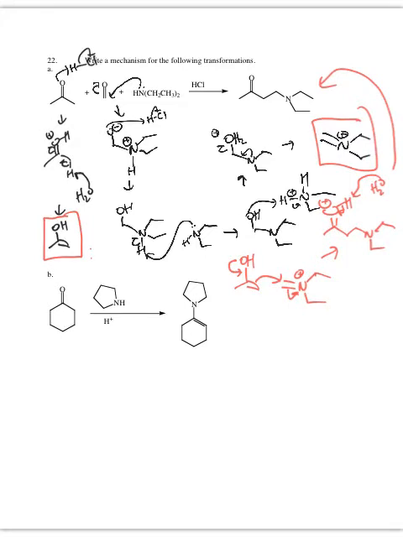And then the next reaction. So here we are in the second mechanism. The nitrogen can attack our carbonyl, giving us the O minus.